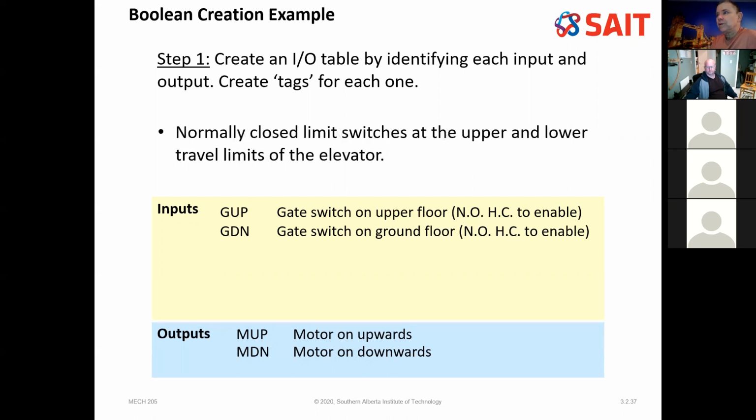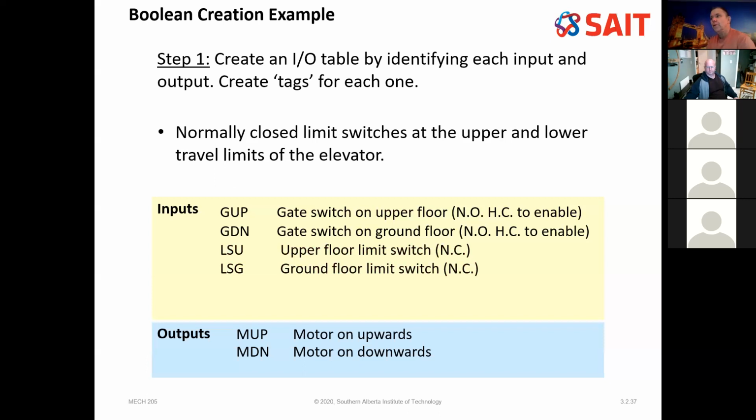What else do we have? We have normally closed limit switches at the upper and lower limits of the elevator. So when the elevator is all the way up, the upper one operates, and when it's down, the lower one operates. They're normally closed, and then they're held open by the elevator when it bumps it. So we have a limit switch up, normally closed, and a limit switch ground, LSG we'll call it, for the lower one. Okay.